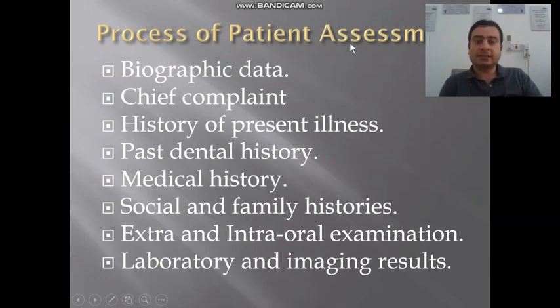The process of assessment takes many categories. We go through them, as we said, systematically, part by part. Part of it is the biographic data, and then the next part would be the chief complaint. We have the history of present illness. The biographic data is general information about the patient. Chief complaint: what brings the patient to our clinic. The history of present illness, or the history of the chief complaint, is a detailed description of the chief complaint.